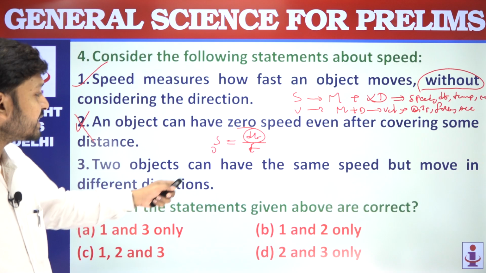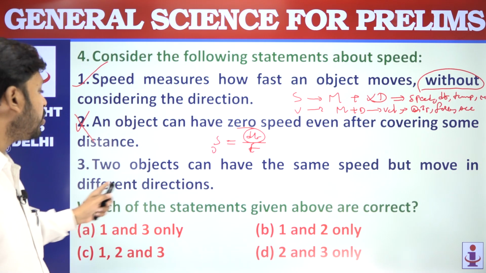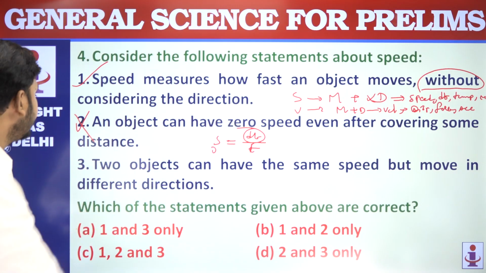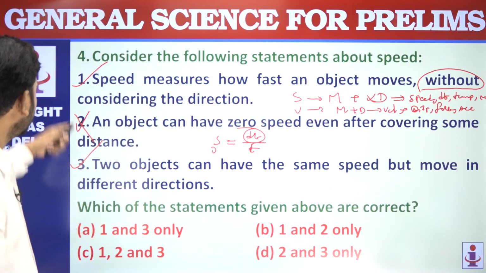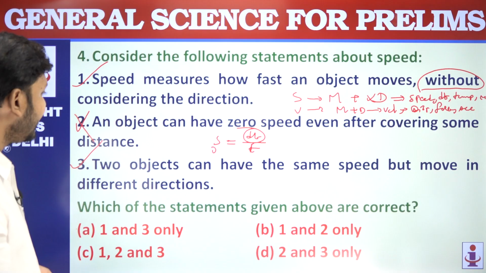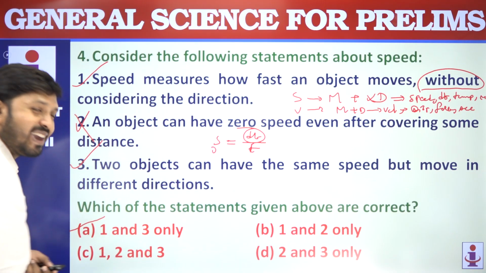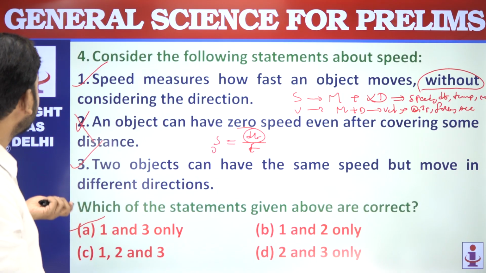Third one, 2 objects can have the same speed but move in different directions. Speed is not concerned about the direction. So this statement can be right. So out of 3, 1 and 3 are correct and they are asking the correct statement. So our answer will be A. Is it clear? So let's go to the next question.